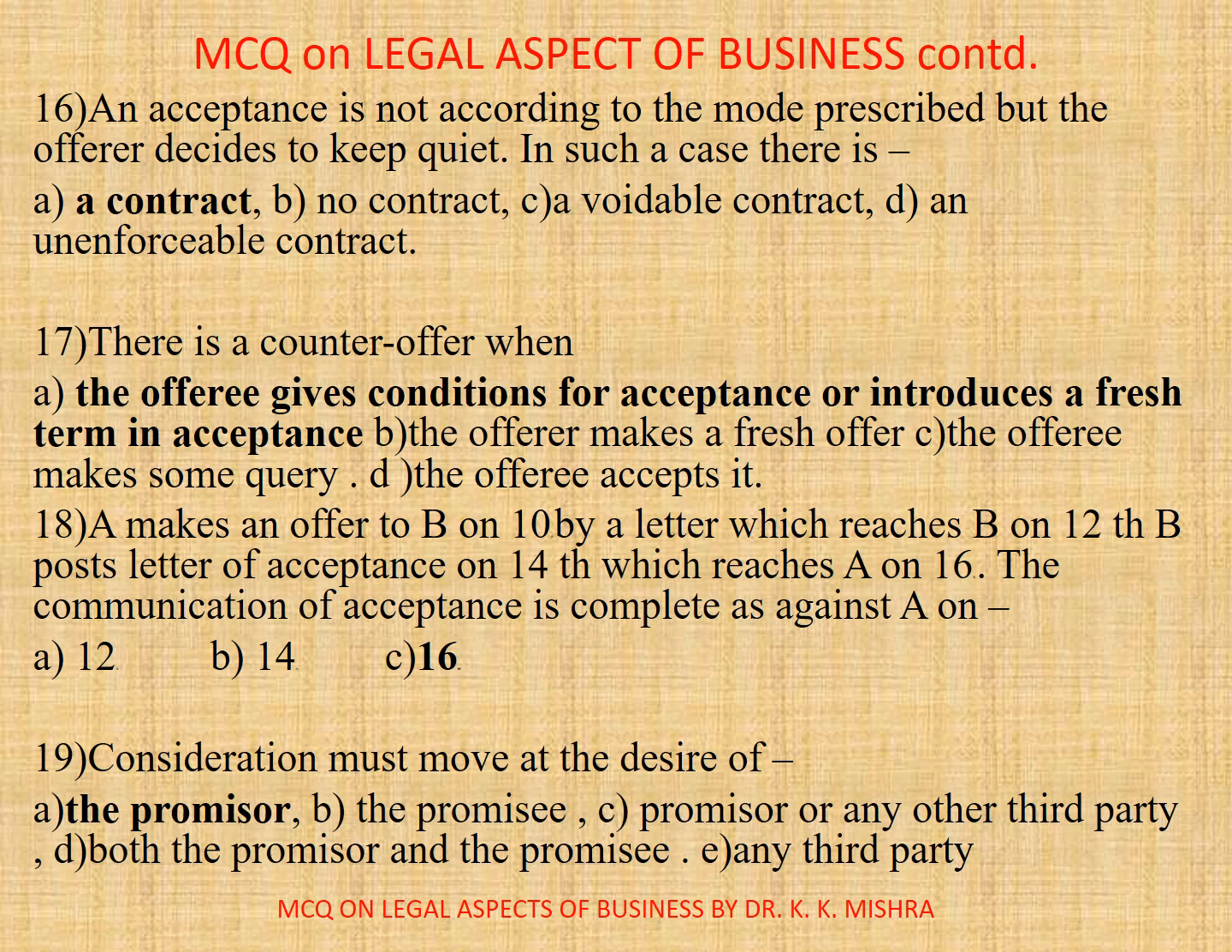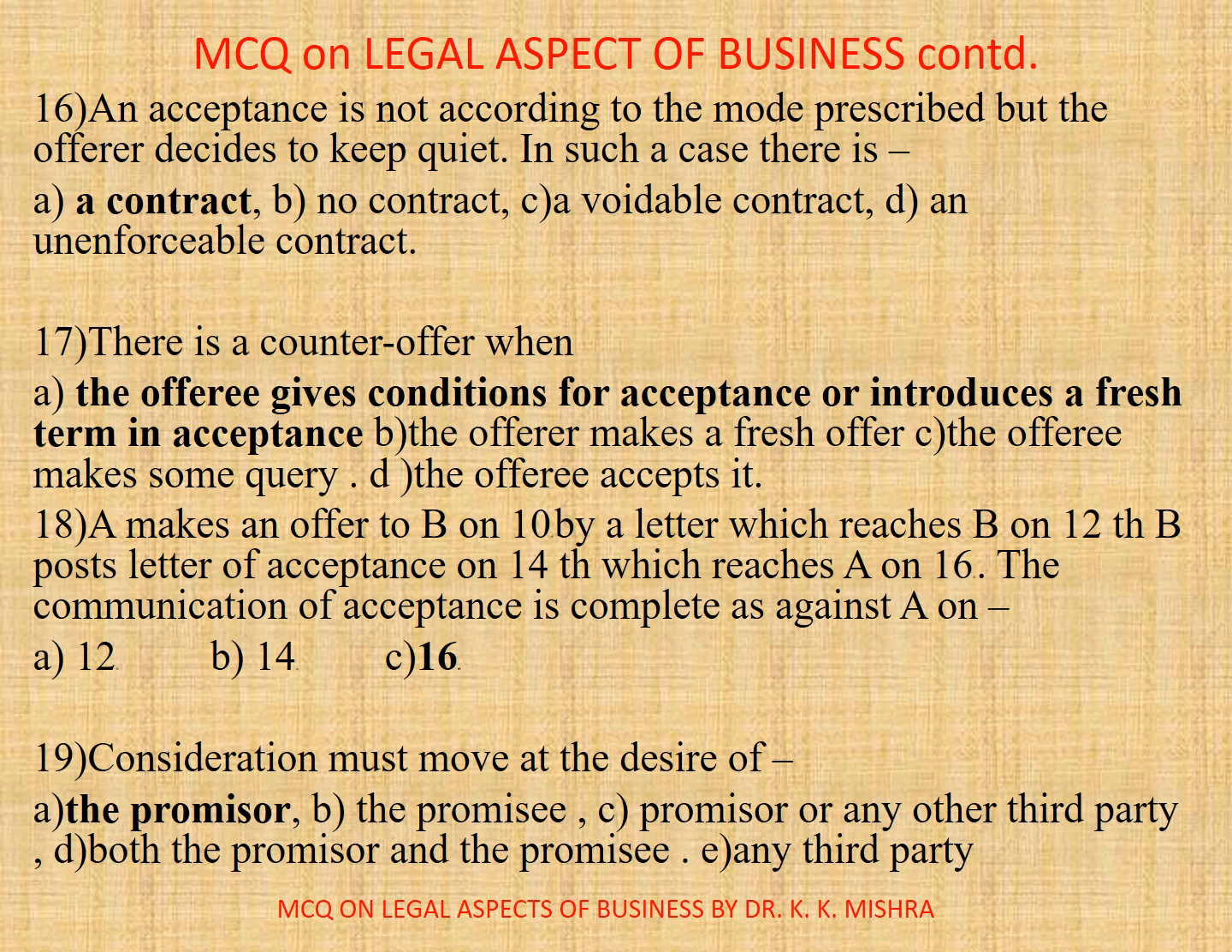Now, question number 18. A makes an offer to B on 10th by a letter which reaches B on 12th. B posts letter of acceptance on 14th, which reaches A on 16th. The communication of acceptance is complete as against A on, options are A, 12, B, 14, C, 16. Correct option is C, 16.